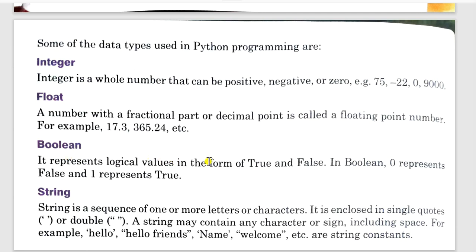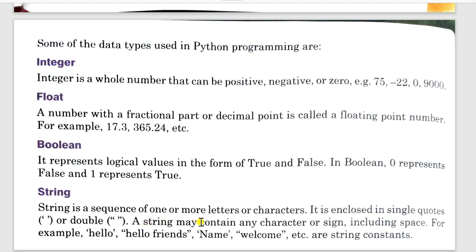Now come to Boolean. It represents logical values in the form of true and false. If there is a conditional program, the answer will come as true or false, so you will use the Boolean data type. In Boolean, 0 represents false and 1 represents true. Now come to string. A string is a sequence of one or more letters or characters. It is enclosed in single quotes or double quotes. If you want to print any statement or message, then you will use the string data type.